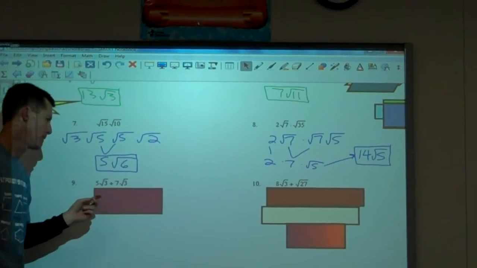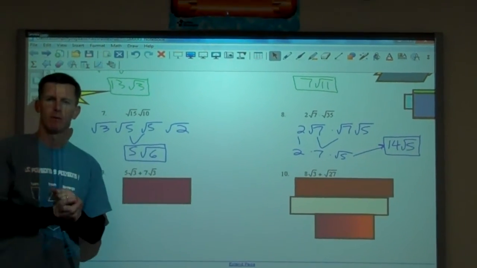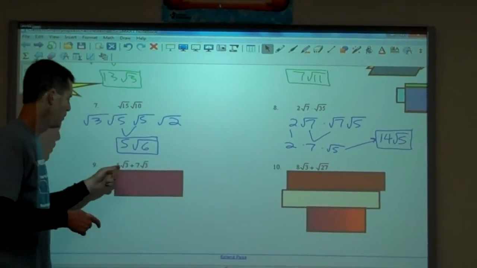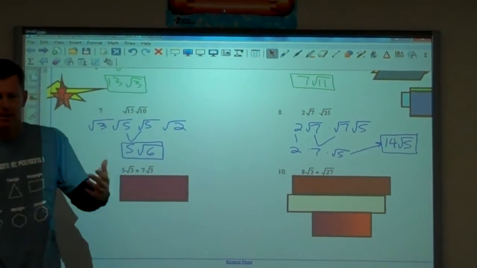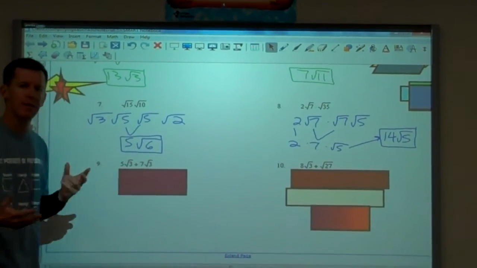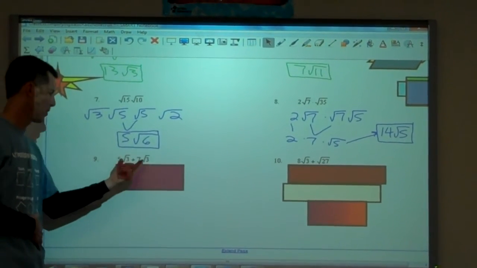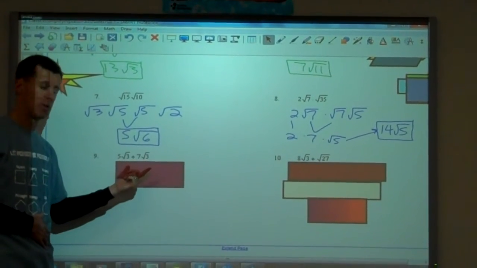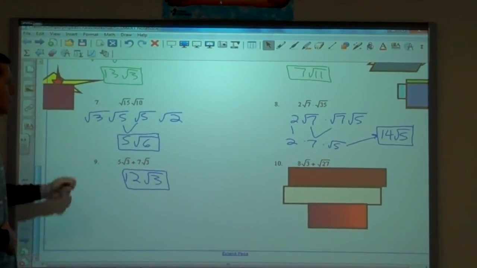Here we got an addition problem, though, so this is a little different. Okay? So we have 5 root 3 plus 7 root 3. Well, remember, root 3 is an irrational radical. We don't know exactly what it is. We know it's 1 point something, but we don't know exactly what it is. It's irrational. So you can think of it as a variable. So think of this as like 5x plus 7x. They're like terms because they have the same radicand. So you can just add those together and get 12 root 3.